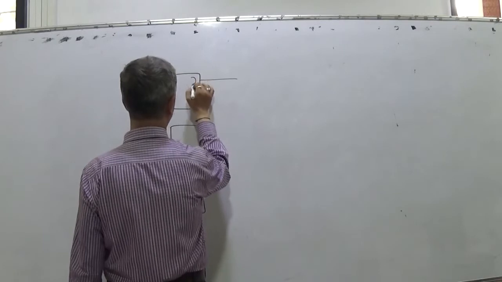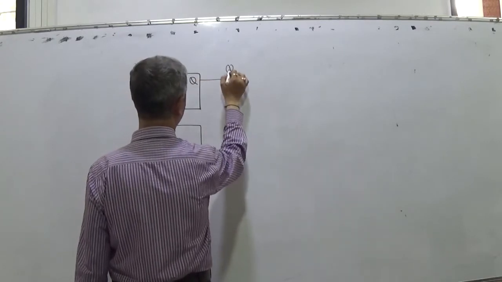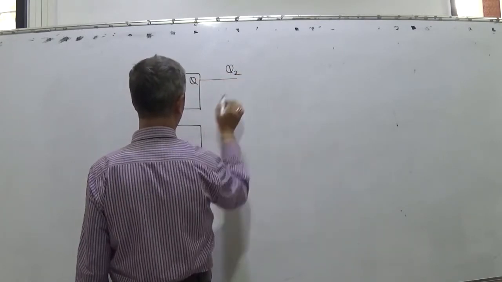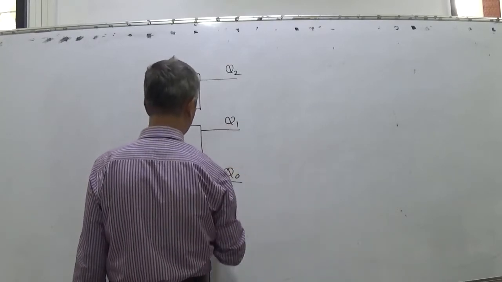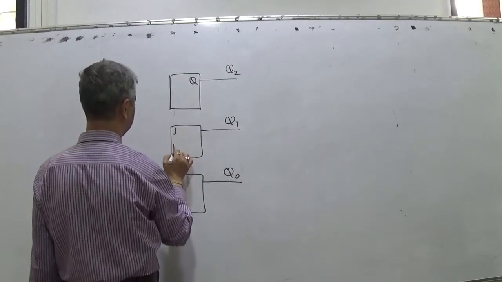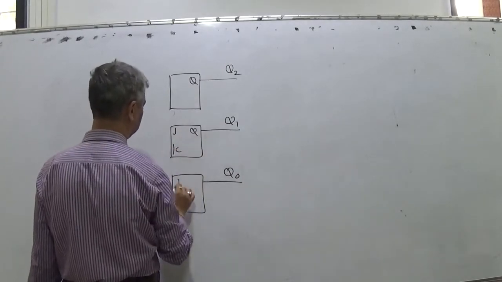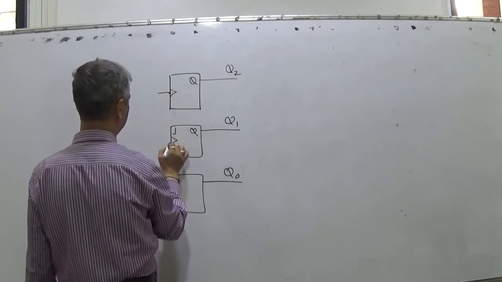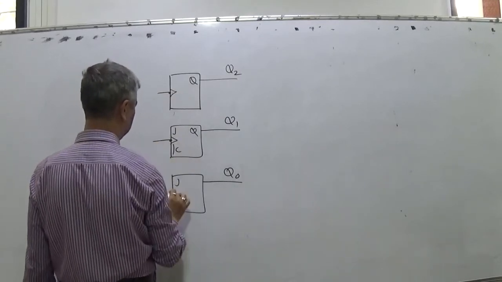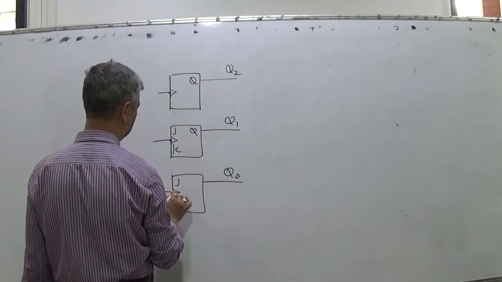Each is having Q. This would be Q2, Q1, Q0, JK, JK, JK, with a clock for each.